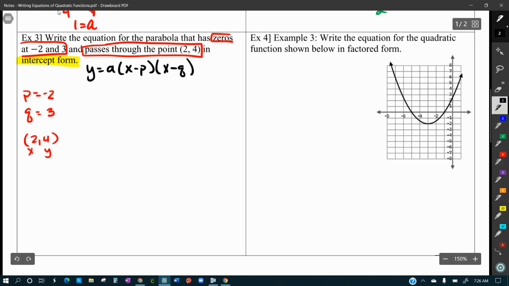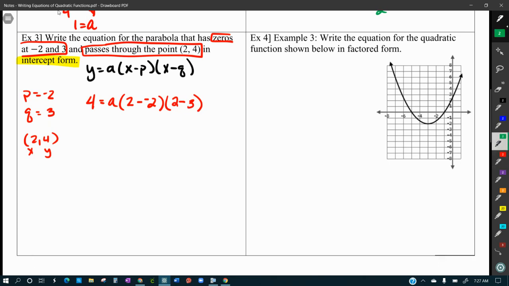So if we go substitute this information, the y is a 4 equals the a value I don't know, parenthesis, the x value is a 2 minus the p value of negative 2. Notice there's double negatives. We'll clean that up in a minute. X again, which is a positive 2, minus a q, which is 3. Now that everything is plugged in, we're going to go solve for a. So we're going to clean the insides up.